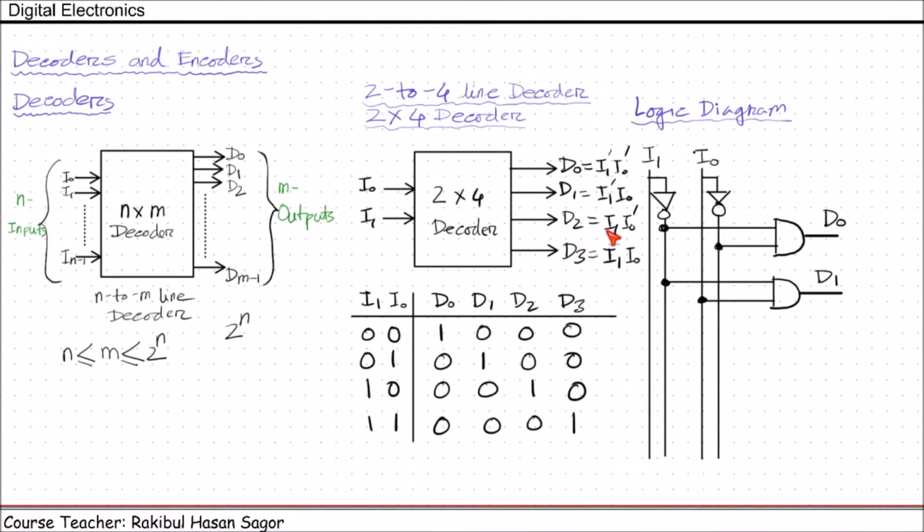Next, D2 will be I1 ANDed with I0 prime. So we can take I1 that will be ANDed with I0 prime. This will give us D2. Finally, I1 and I0 will give us D3. So I1, I0, they will be ANDed, and that will give us D3. This is the logic diagram of a 2 into 4 decoder. Inside this block, we have this circuit.